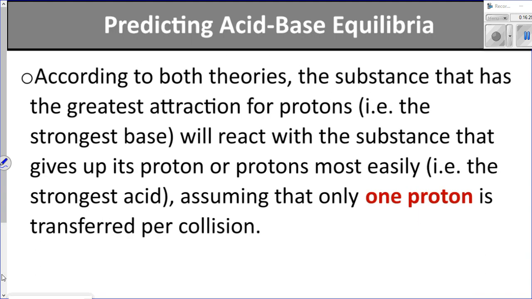I think in your notes there's a nice summary of everything that just happened there. It's a good read through. And now we're heading to the paragraph below where it says predicting acid-base equilibria. This is where we're actually going to solve some problems here.